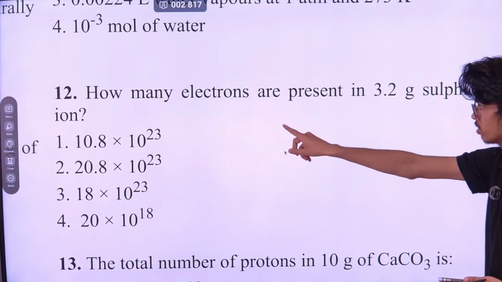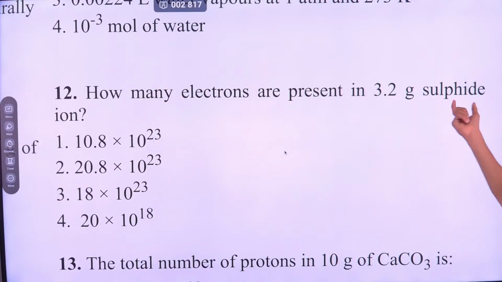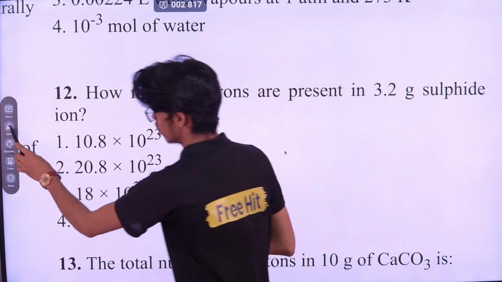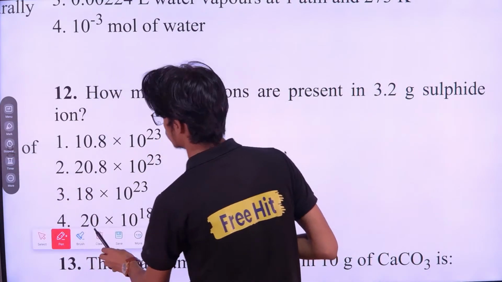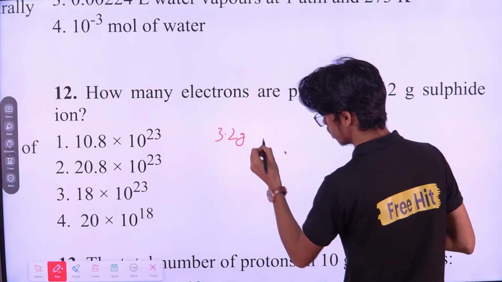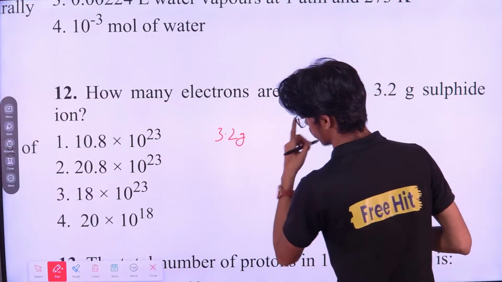How many electrons are present in 3.2 gram of sulfide ion? First of all, somebody doesn't get this particular question. Question number 12, 3.2 gram. We have sulfide ion. Remember.